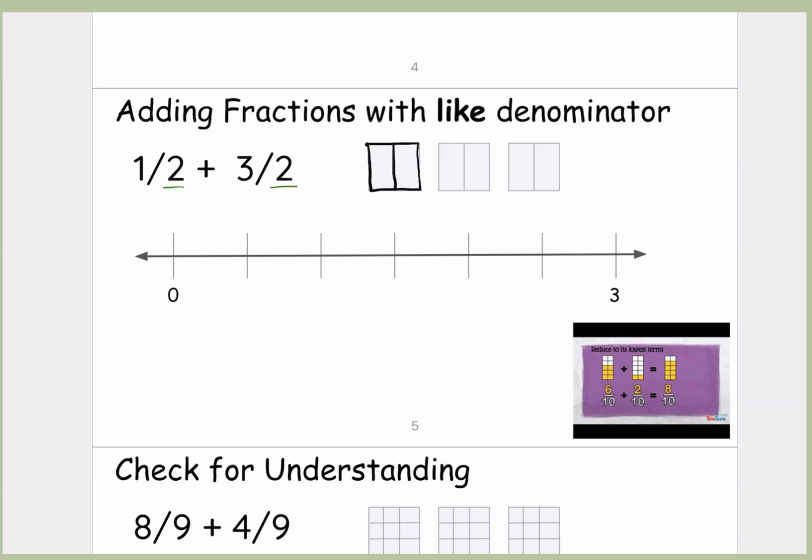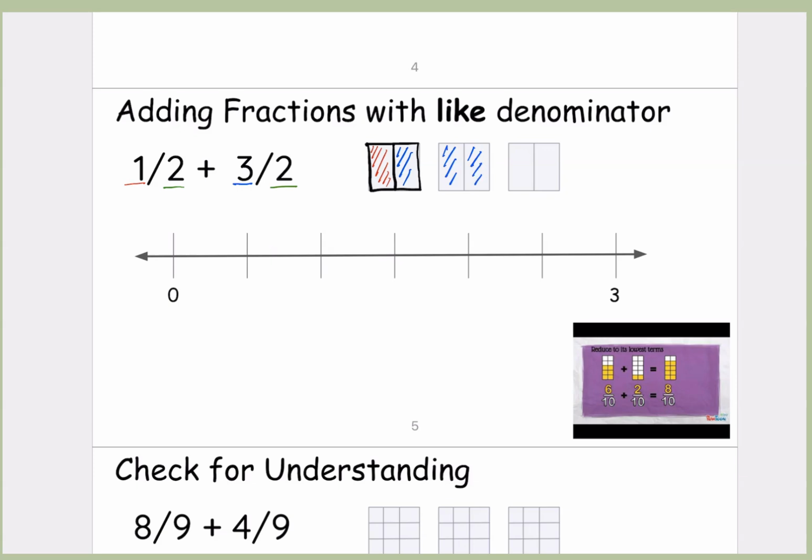The numerator tells us how many parts that we have. Because the numerator here says 1, we only highlight 1 of those pieces. Here, the numerator says that we have 3 parts, so we highlight 3 of those pieces.